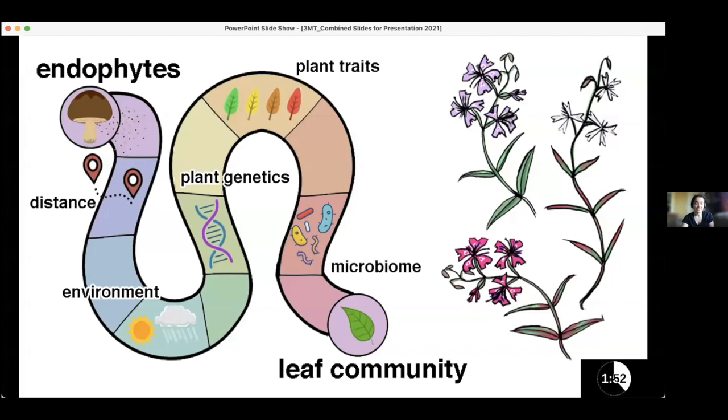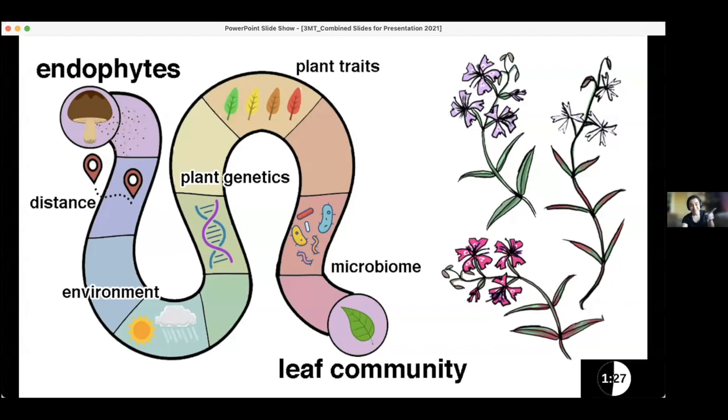And this is because to get from a spore to a leaf, endophytes have to go through a gauntlet of 5 main forces. First is distance, how far the spores have to travel to get to a plant host. Second, environment, things like rain or temperature. The third is a host plant's genetics. The fourth is plant traits, which is distinct from genetics because cloned plants can still have different traits. And the last is interactions with other leaf microbes.